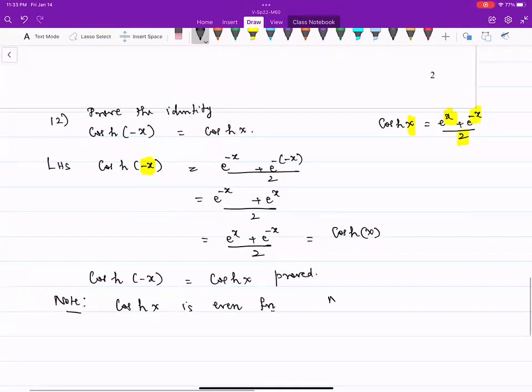What is an even function? If f of negative x is same as f of x, then f is said to be even. That's what's happening here. By changing x to negative x, the function is unchanged. So it is an even function.